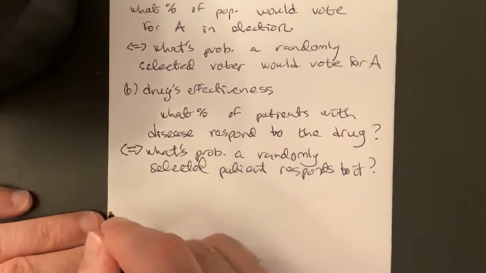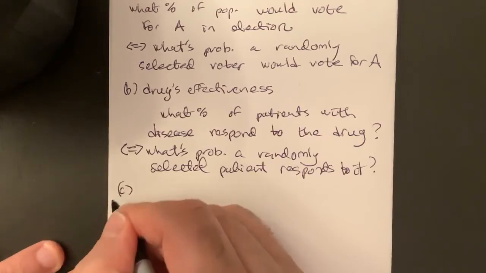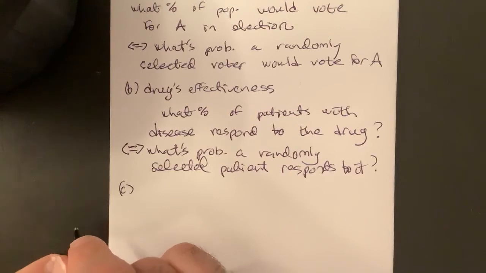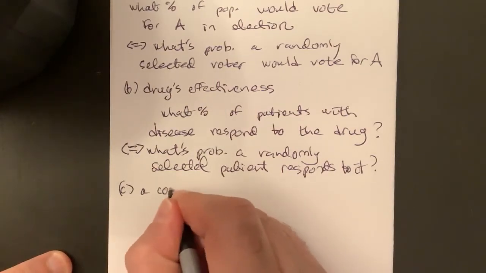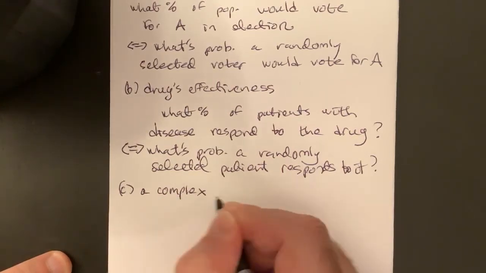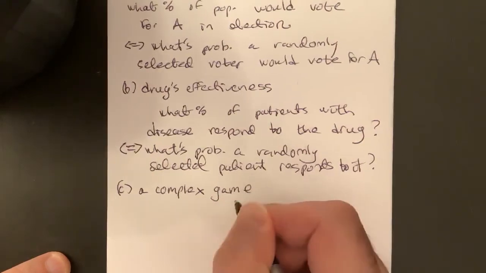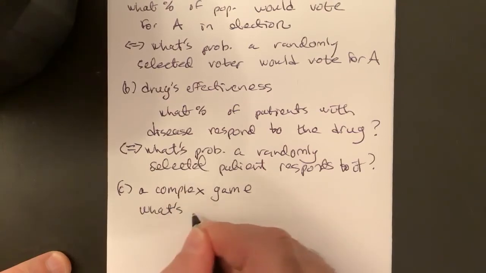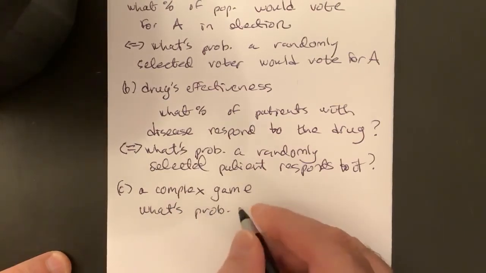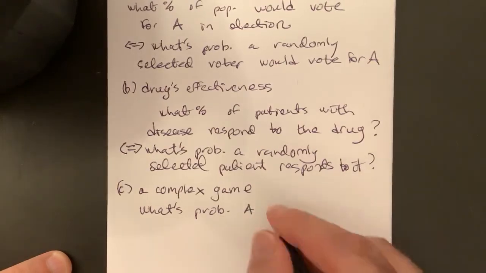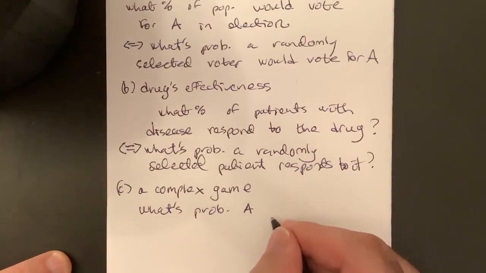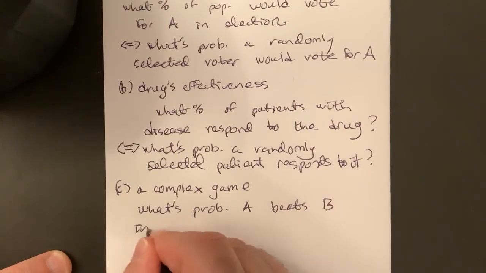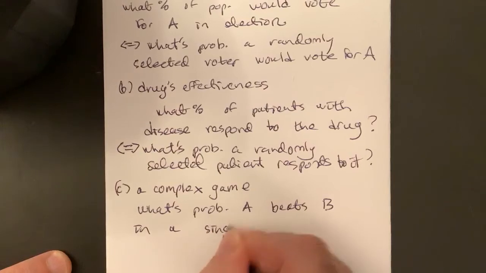Okay, another one. C, we could have a complex game. So say we have a complicated game, like chess maybe, even. And we want to know what's the probability that A, which could be a player or a strategy, beats B in a single match.